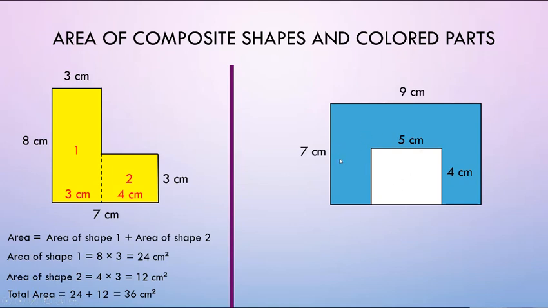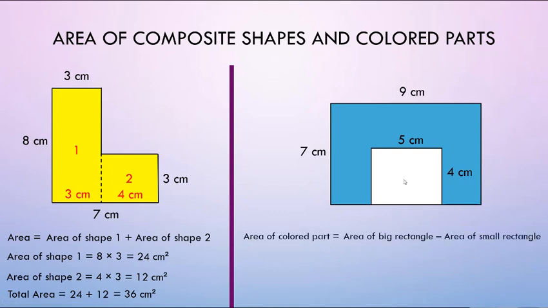Now we need to find the area of the colored part. On this diagram, you can see a big rectangle with a small white rectangle in the middle. We need to find the area of the colored part, or only the area of the blue region. So how can we find the area of the colored part? We need to find all the space inside of the rectangle. And after that, we need to take out the space of the white rectangle.